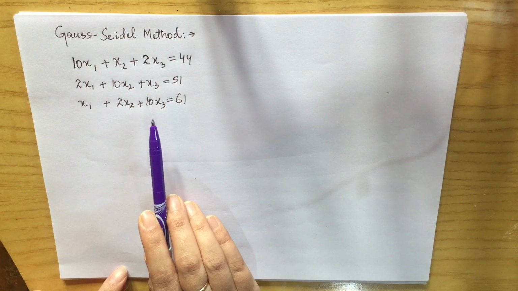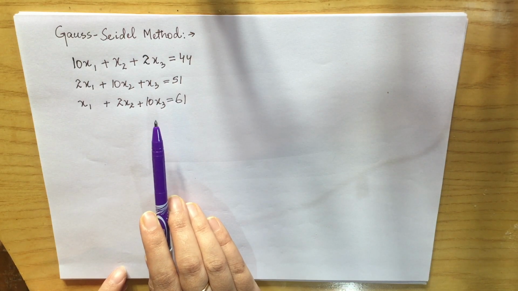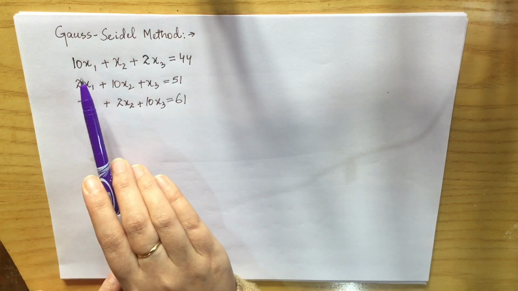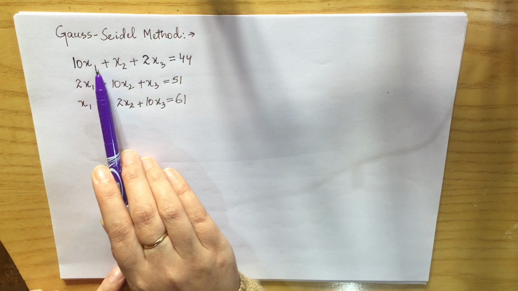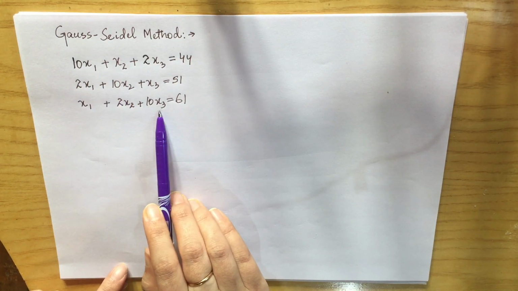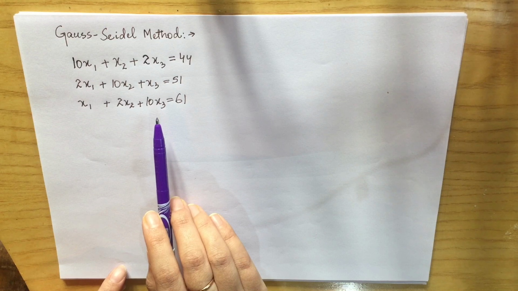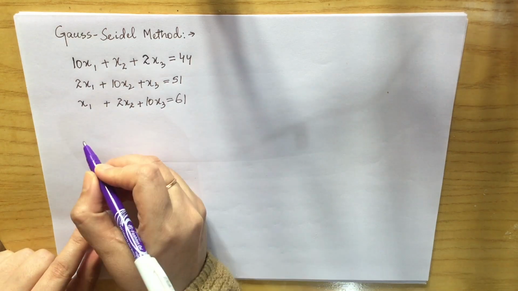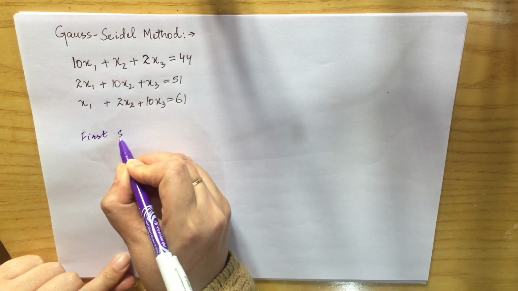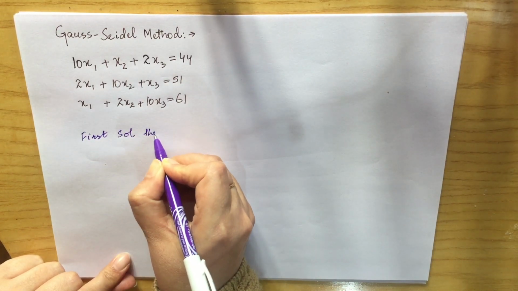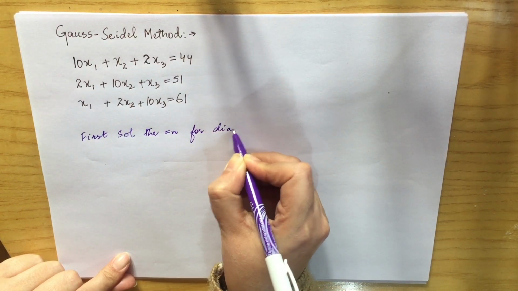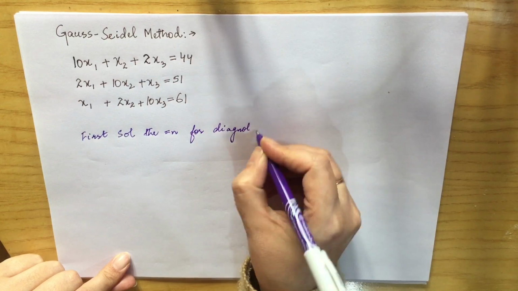The first step in the Gauss-Seidel method is to solve the equations for the diagonal elements. Diagonal element means the x1 element in the first equation, the x2 element in the second equation, and the x3 element in the third equation. So the first step will be to solve the equations for the diagonal elements.